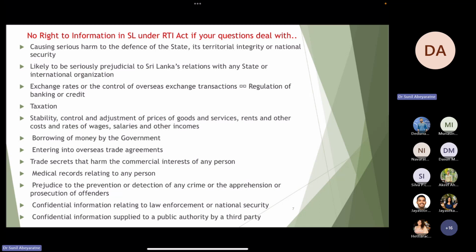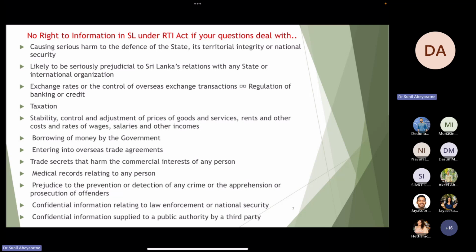Stability, control and adjustment of prices of goods and services, rents and other costs, and rates of wages, salaries, and other income. You can find out what is the salary of one director who are at the same level. Or if there are 5 working directors in a government institution, one director can't find out as a right from the authority what is the salary of that other director. Because to maintain efficiency and to get the maximum contribution, sometimes the people might join with the same qualification, but considering their contribution and efficiency, sometimes you have to introduce a different pay policy.